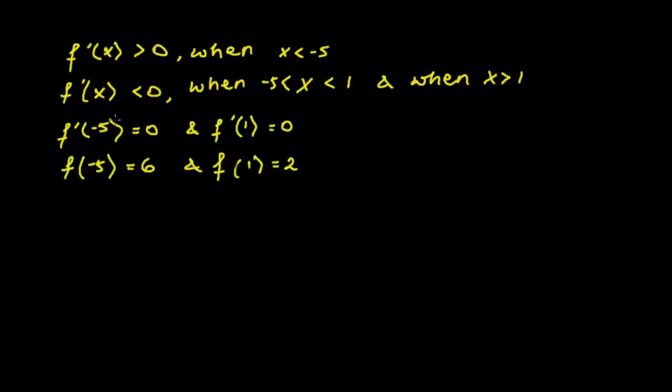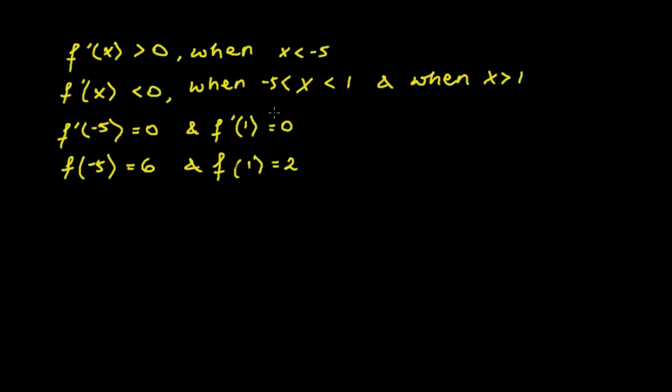Now let's say we have to sketch the curve of the function f, and we are given the following information. The first derivative of the function is greater than 0, meaning it's positive, in the interval for x less than -5. The first derivative is less than 0, meaning it's negative, over the interval of -5 to 1, and the interval when x is greater than 1.